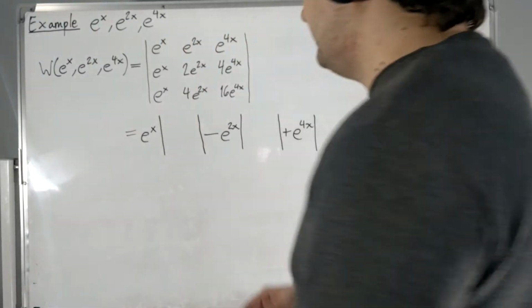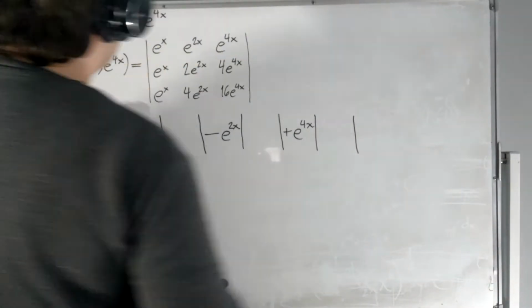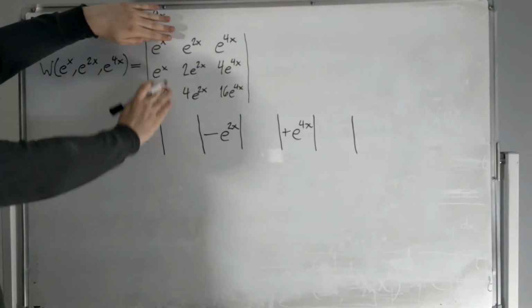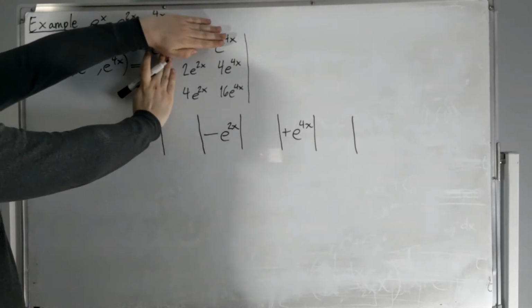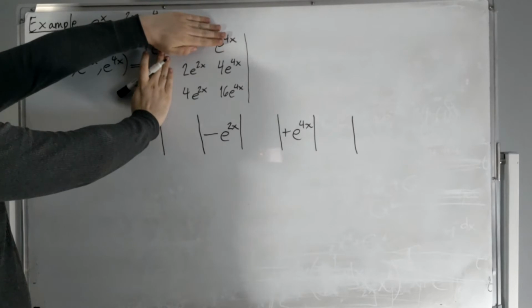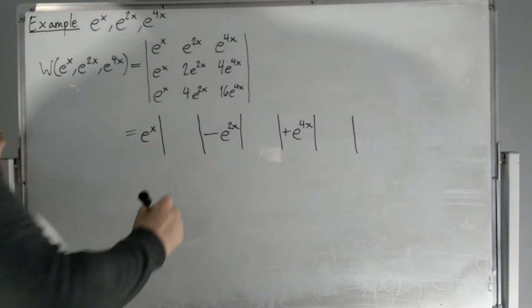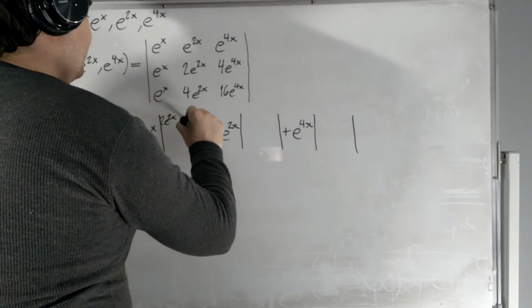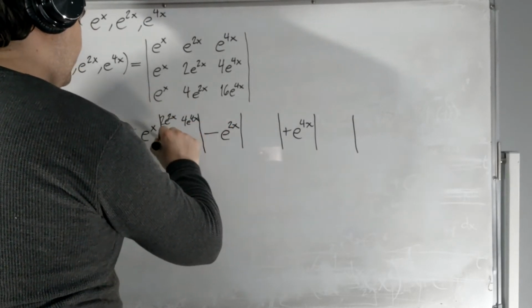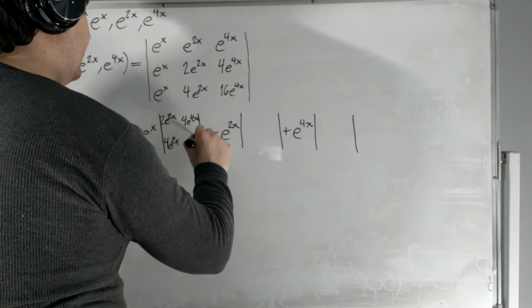And so then what should be in these 2 by 2 matrices? Well, what you need to get is you need to delete the row and column that contains e to the x. So delete this row and column, and then we get this submatrix here. 2e to the 2x, 4e to the 4x, 4e to the 2x, 16e to the 4x. That's what we're going to put here.